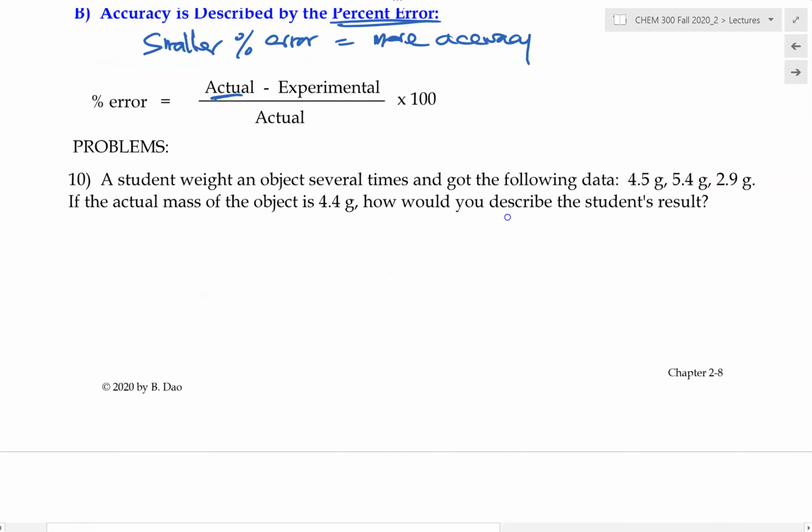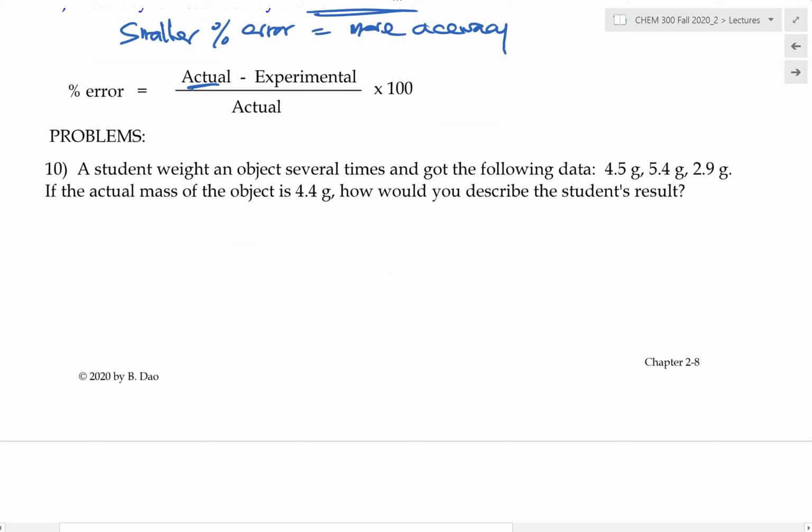And now let's try this problem right here. So a student weighed an object several times and got the following results: 4.5 gram on the first trial, and on the second trial 5.4 gram, and on the third trial 2.9 gram. Now if the actual mass of the object is 4.4 gram, then how will you describe this student's result right here? Would it be accurate or precise?